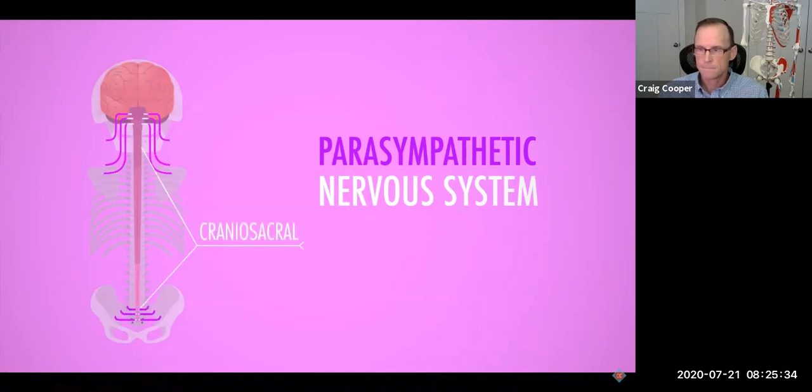They're craniosacral, meaning they sprout from the base of your brain and also from your sacral spinal cord, just superior to the tailbone. And because the roots of these nerve fibers basically frame the starting points of the sympathetic nerves, they were called parasympathetic, literally beside the sympathetic. Another difference between these two foils?